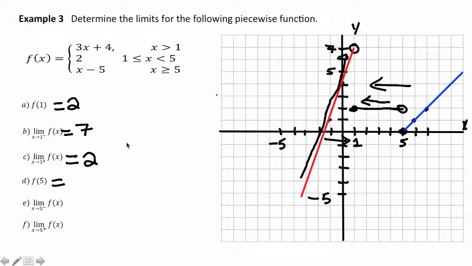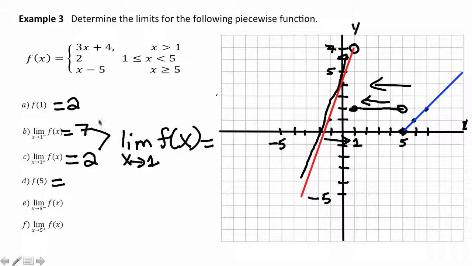Now the problem is not here, but let's say we wanted to do the general limit as x approaches 1. Since the one-sided limits here do not coincide, the overall limit does not exist. Okay. Now if you want to do part D, f of 5, you're not looking at this one, you're looking at the filled-in point, so f of 5 is a y value of 0. So this is 0.